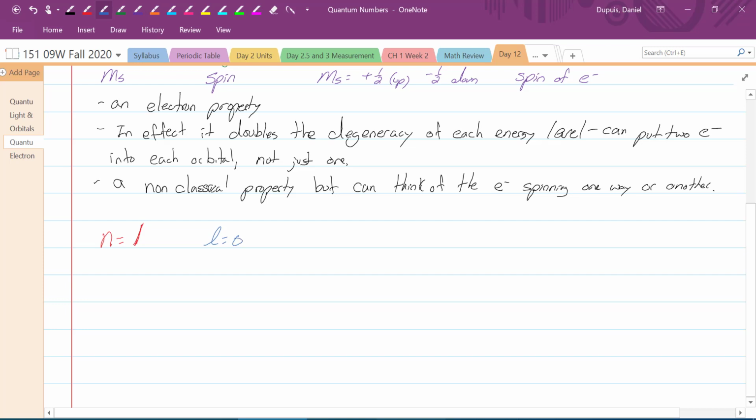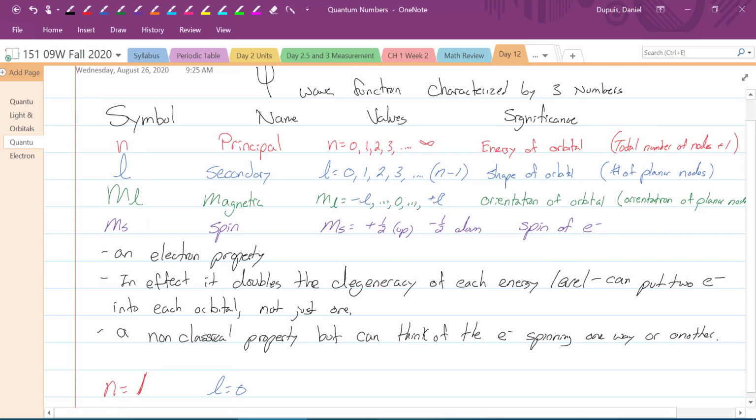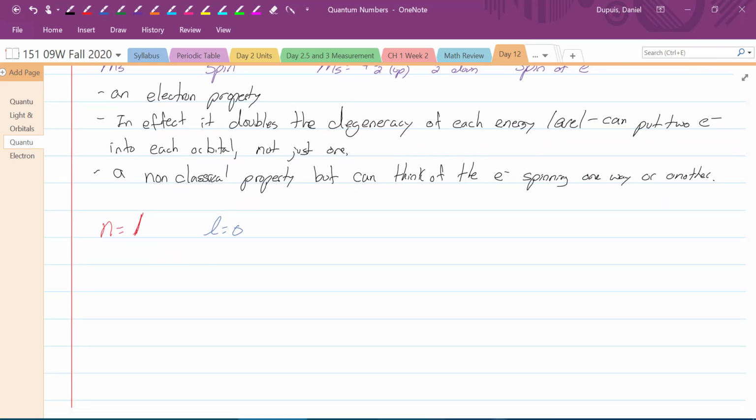All right. And now we're going to learn, and I didn't write this there, L has some letters instead of numbers. So L equals 0, 1, 2, 3. This is the orbitals: S, P, D, F. So if L is 0, we are in an S orbital. If L is 1, it's a P orbital. If L is 2, it's a D orbital. L is 3, it's an F.